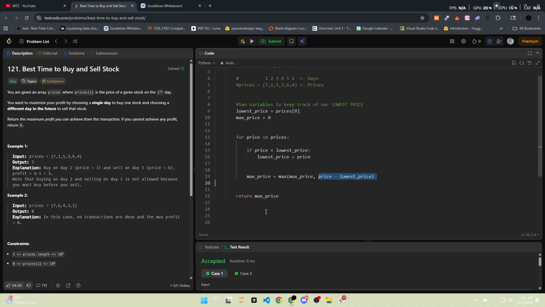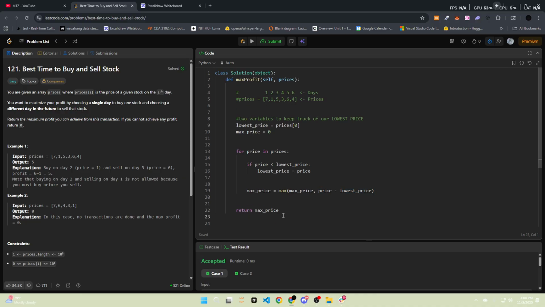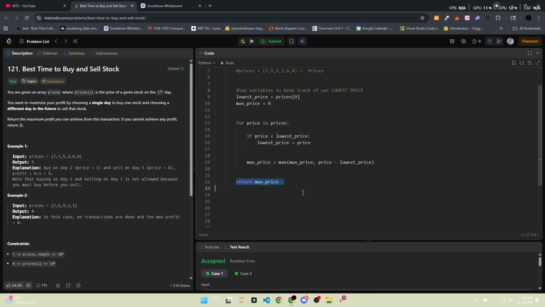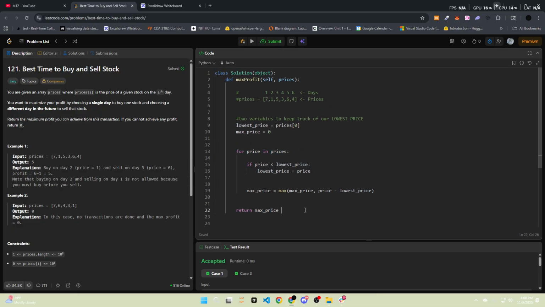But overall, that's really what you do. It's pretty self-explanatory. Create two variables to keep track of your max and low. You do a for loop to iterate through everything, and you return max price once this loop is done. What that means is once we've iterated through 7, 1, 5, 3, 6, and 4, then this loop stops working, right? We stop doing whatever's in this code, and we just return our variable max price.